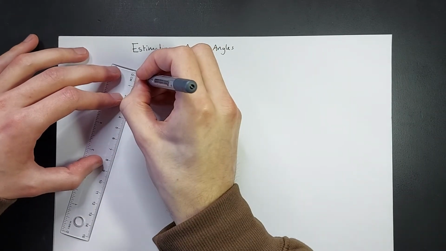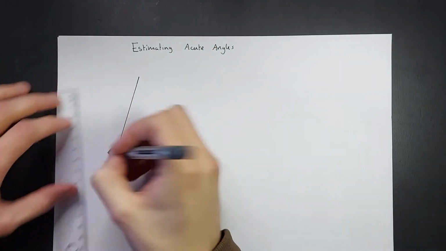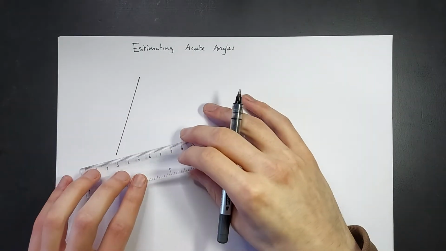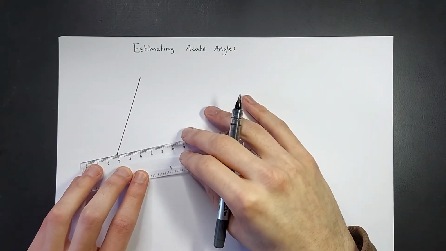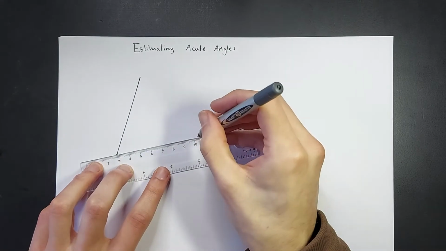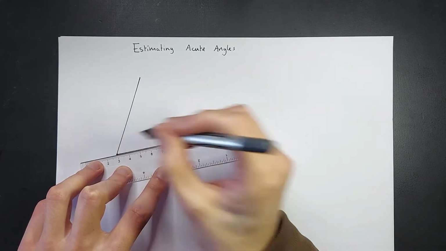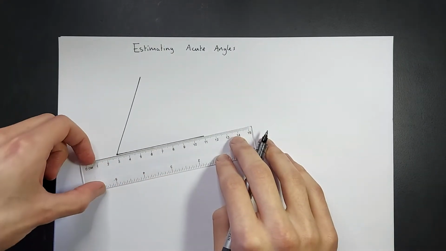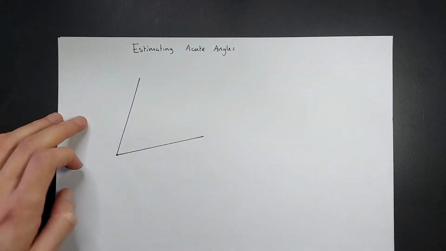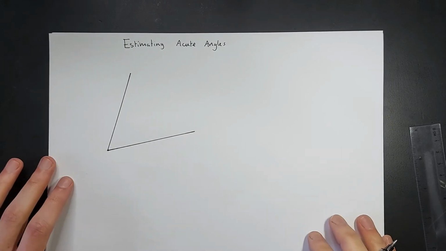If you're not confident in measuring angles, then I would suggest maybe looking online for an angle guessing game or something like that, where it will put an angle on the screen, you can estimate what the angle is, and then it'll tell you what the actual angle is afterwards, okay? So let's have this angle here.